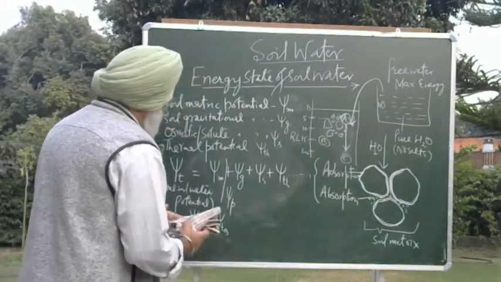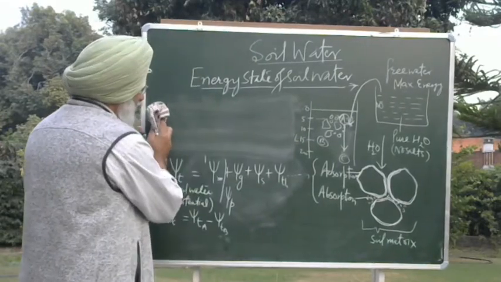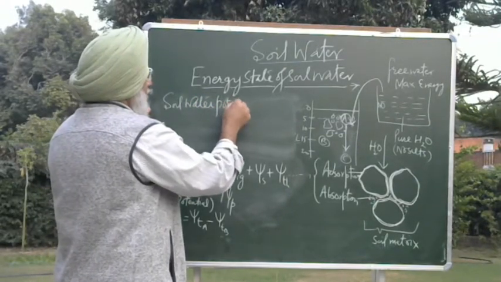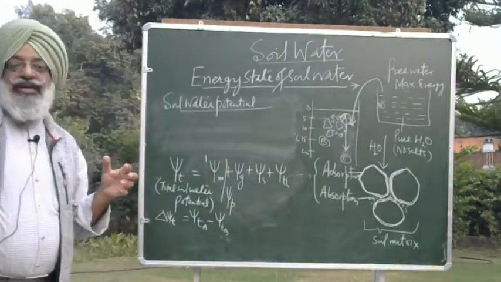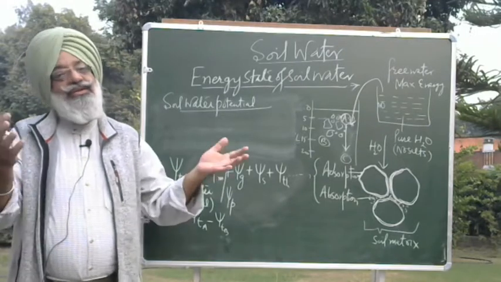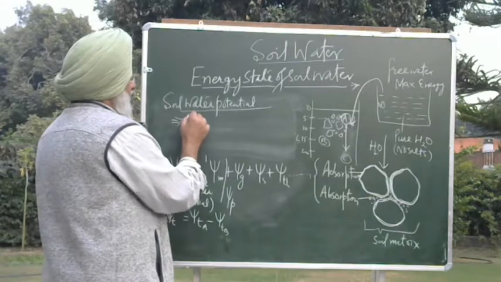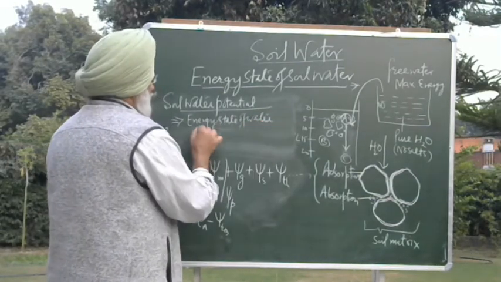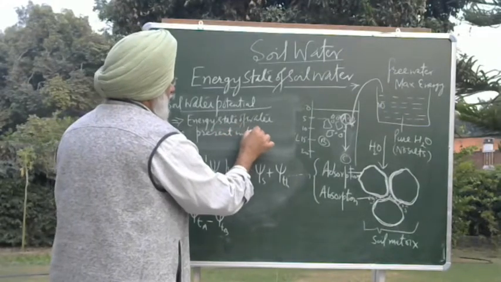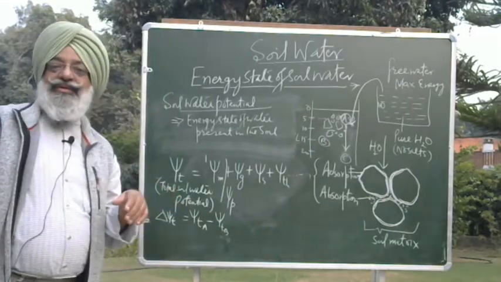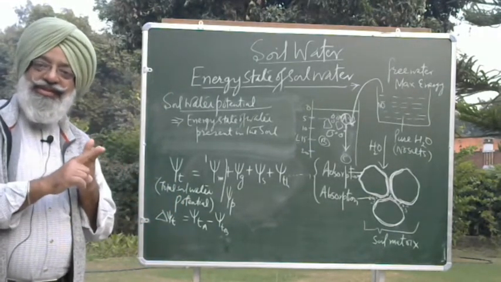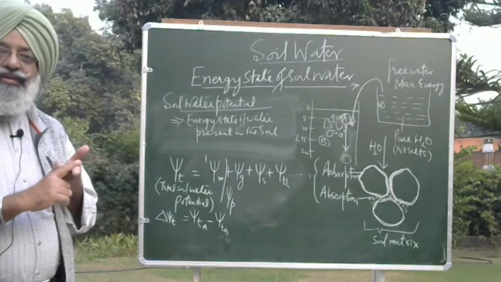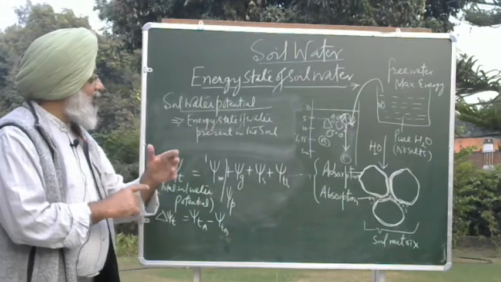If I am now to define this total soil water potential, what will be its definition? One definition is very clear: soil water potential is simply the energy state of water in the soil. Very simple definition. And this energy state of water depends upon soil solids, magnetic potential, the amount of solutes present, and the temperature of the layer in which water is present. All these components affect the energy state of water.